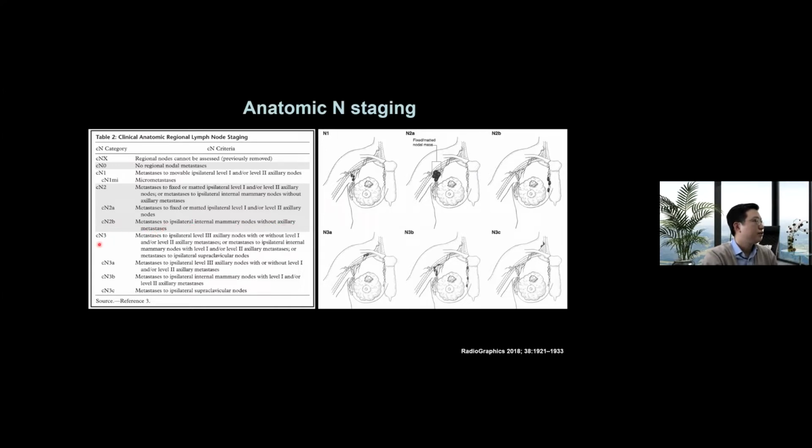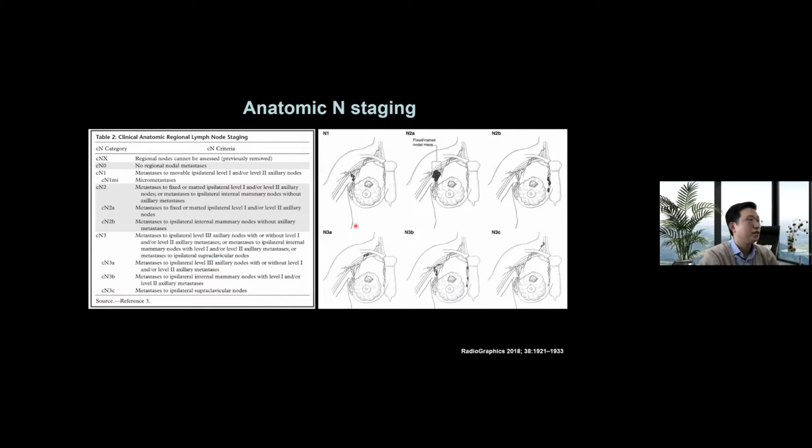And N3, we can move on to N3. N3 is divided into A, B, and C. If there are ipsilateral internal mammary and axillary nodes, then it goes to N3B. N3A indicates level 3 axillary node metastasis, and N3C includes ipsilateral supraclavicular node metastasis.